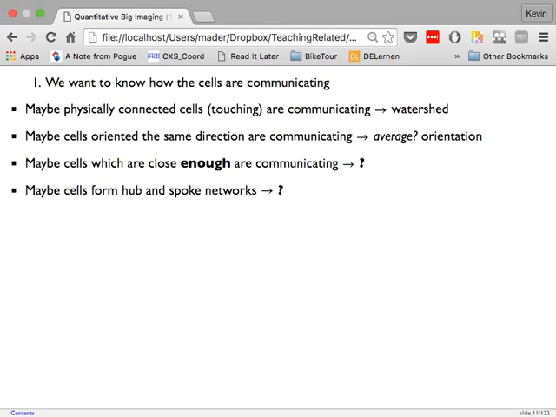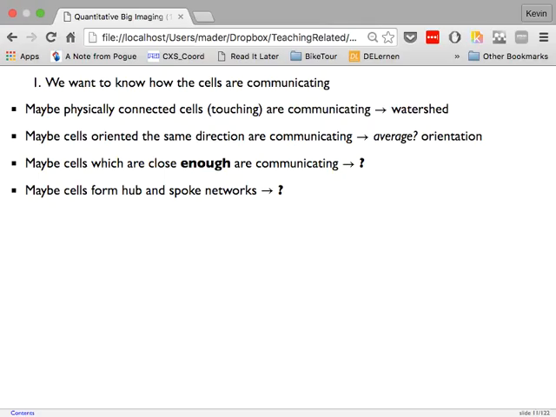So if we wanted to ask different questions, if you wanted to know how the cells are communicating, or what's the network of cells that we have, if the cells are physically touching, then this is where the watershed technique is very helpful, because then you can take the cells that are touching and separate them into the different body cells that are linked together.